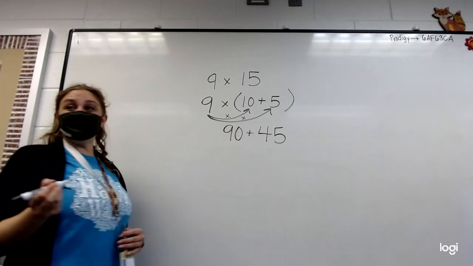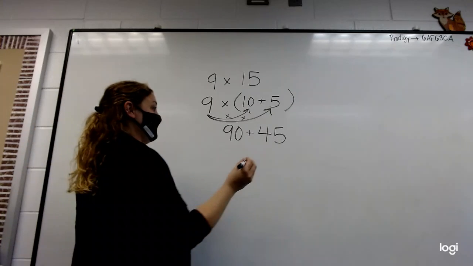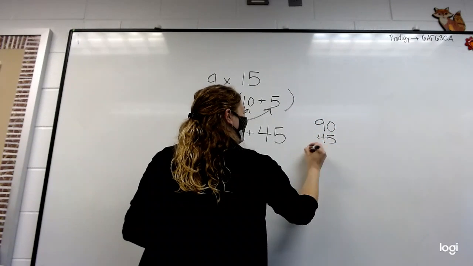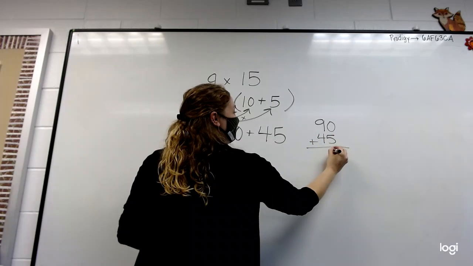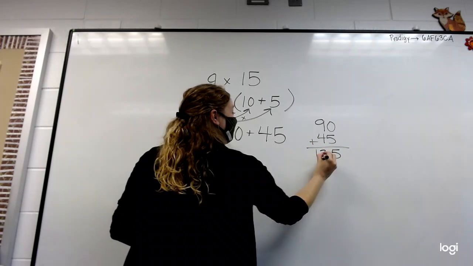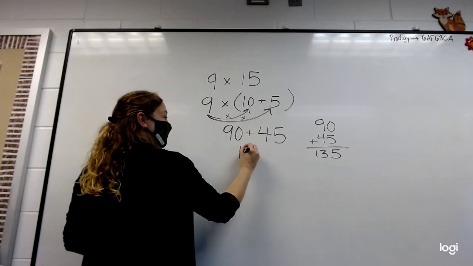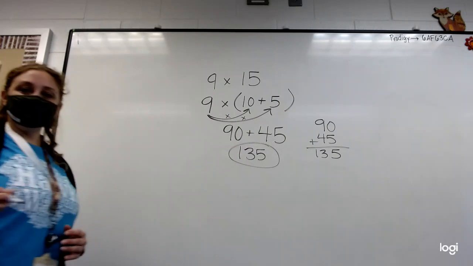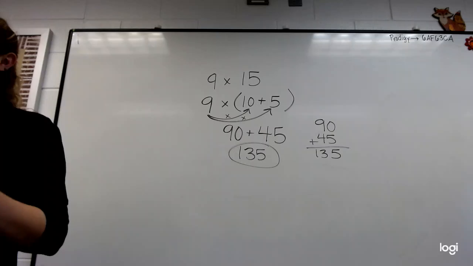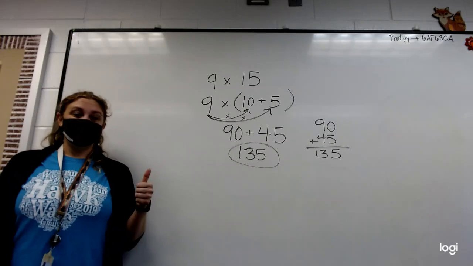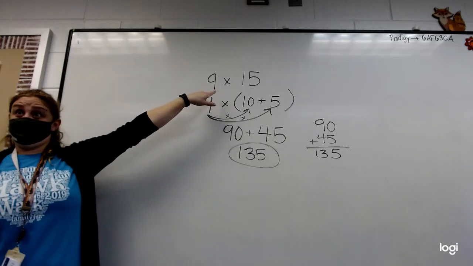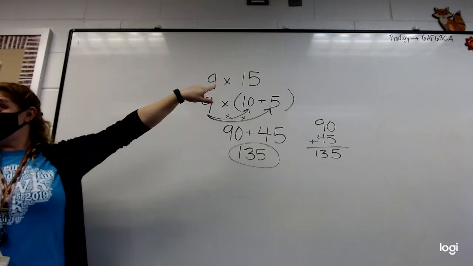All right, now we can add those numbers together, right, and get an answer? I'm going to stack them and add them. 90 plus 45. If you do mental math, make sure you're accurate. And I got 135. I'm getting some thumbs ups. So look what you guys just did. You just multiplied 9 times 15. You all just did that, okay?